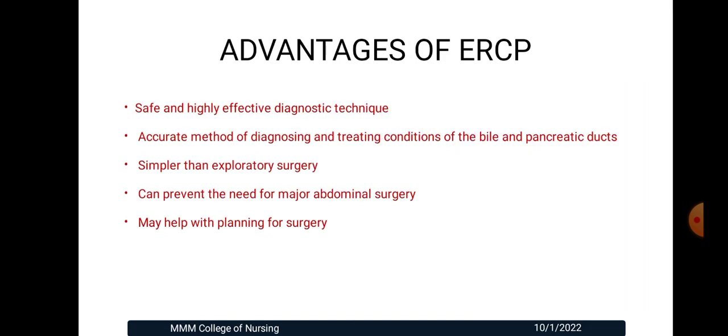Coming to the advantages of ERCP: safe and highly effective diagnostic technique, accurate method of diagnosing and treating conditions of the bile and pancreatic duct. Similar to exploratory surgery, it can prevent the need for major abdominal surgery, and may help with planning for surgery.